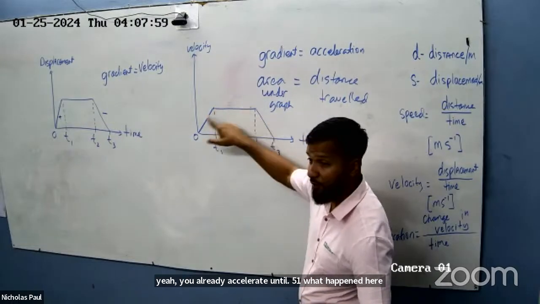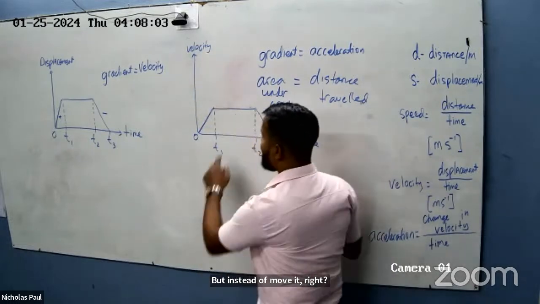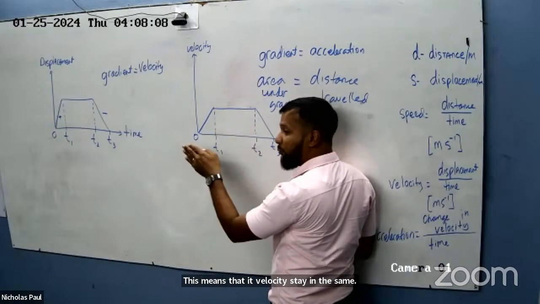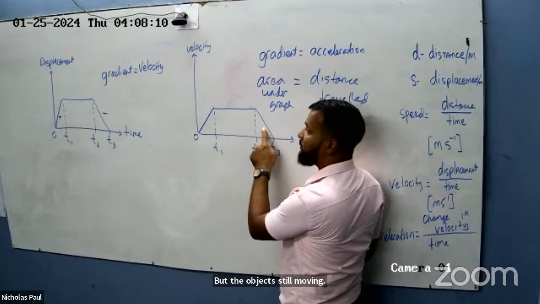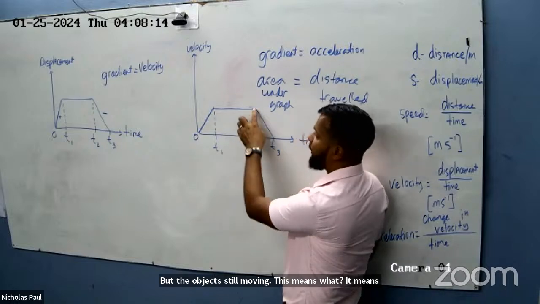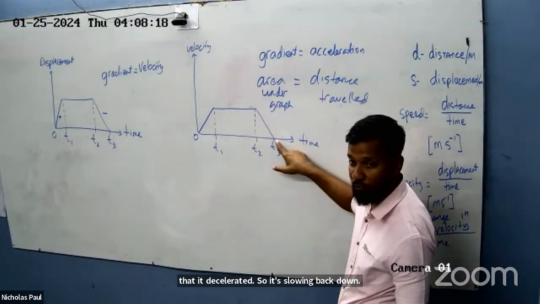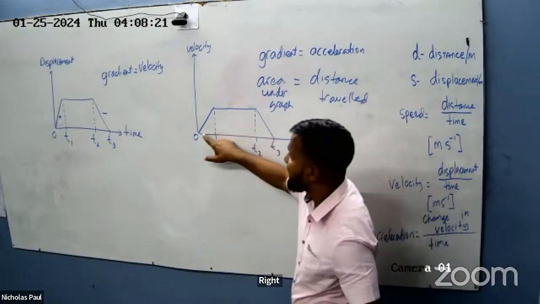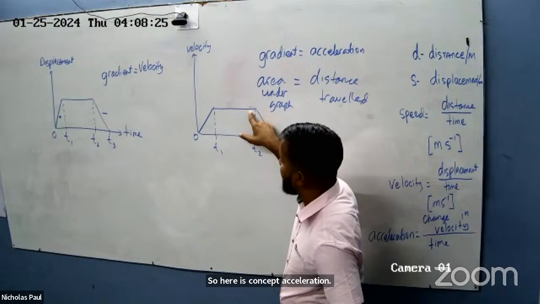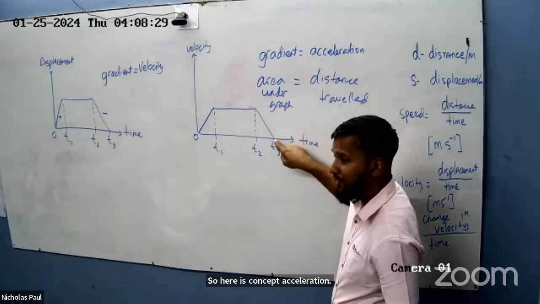But it's still moving, right? This line means moving in a velocity graph, right? This means that the velocity is staying the same, but the object's still moving. And this means what? It means that it decelerated. So it's slowing back down, right? It's slowing down until the velocity is 0. Okay? So here is constant acceleration. Here is constant velocity, no acceleration. Here is deceleration, back to rest.